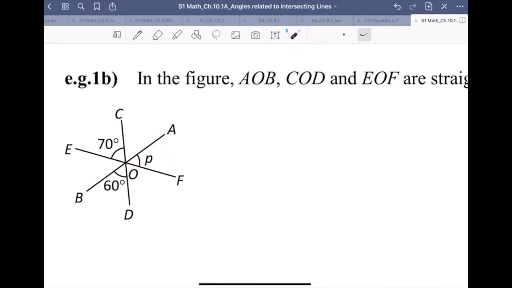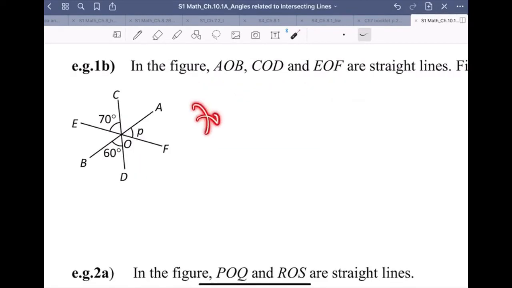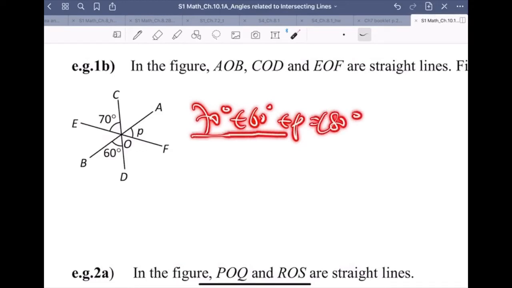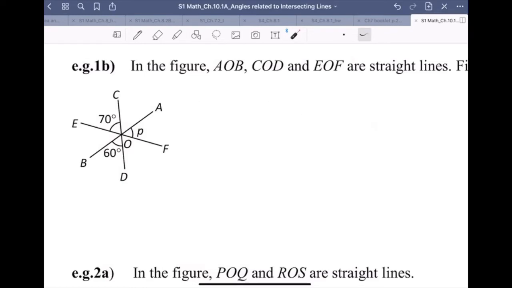On this figure, the three angles are not on the same straight line. So we need to care about the relation. Here we need to work out steps, and you can't just write like this. Some of you may write: 170 plus 60 plus b is equal to 180. If you work like this directly, it's wrong.